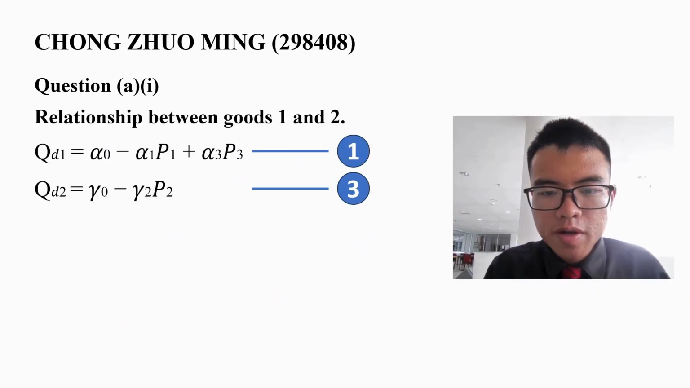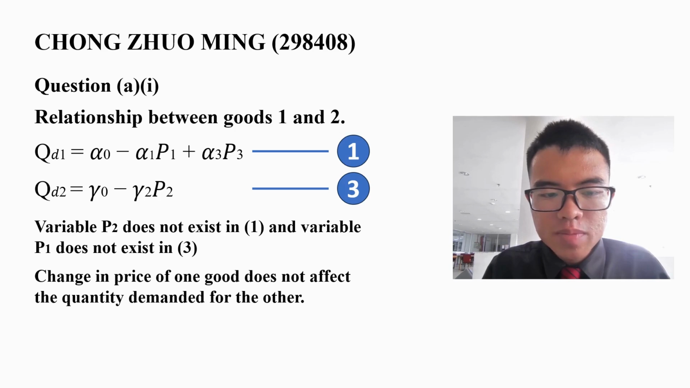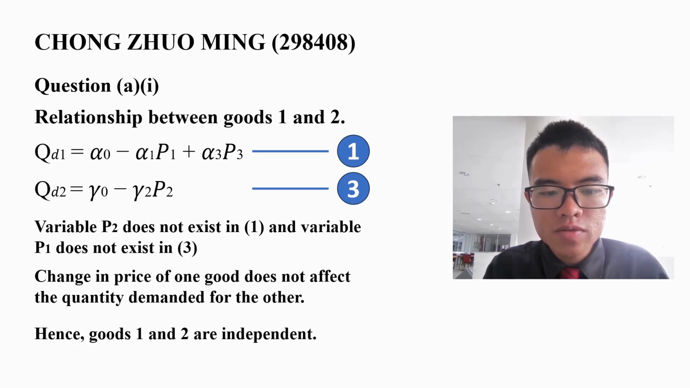Now we will be comparing functions 1 and 3 to determine the relationship between goods 1 and 2. By comparing the functions, we can see that variable P2 does not exist in 1 and variable P1 does not exist in 3. This means that the change in price of one good does not affect the quantity demanded for the other. Hence, we can conclude that goods 1 and 2 are independent.